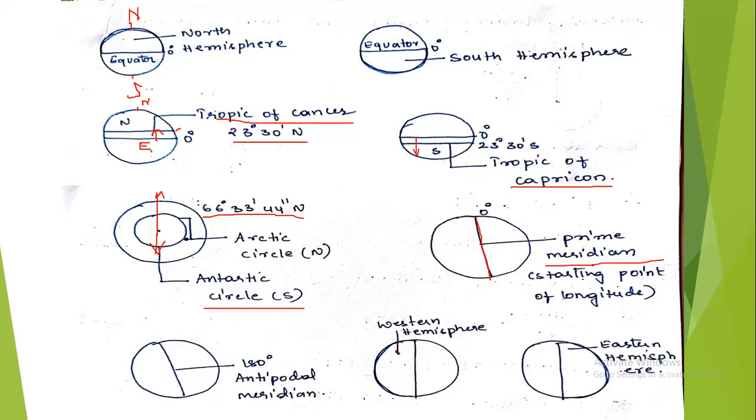If you cut the earth horizontally, you get the northern hemisphere and the southern hemisphere. If you see the earth in vertical cuttings, the west side is called the western hemisphere and the east side is called the eastern hemisphere.